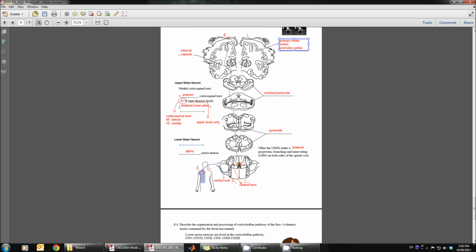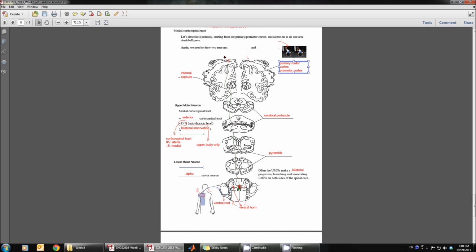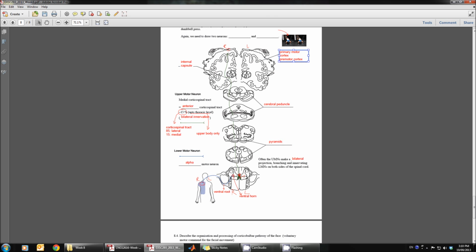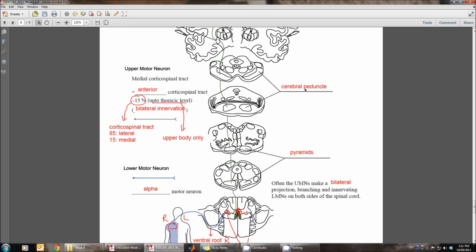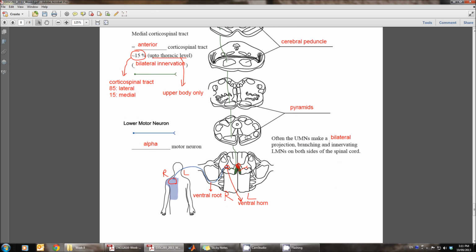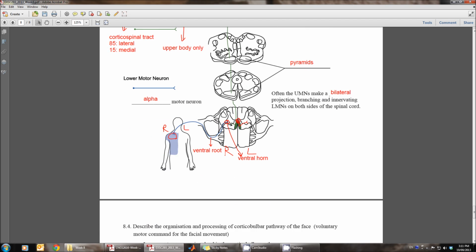In any pathway drawings, make sure you indicate left and right, and also indicate the parts of the soma and the axon terminal. For example, this is the soma, and we label it: the soma can be found in the primary motor cortex or premotor cortex. It's also important to indicate parts of the axon, such as the internal capsule in the cerebrum, the cerebral peduncle and pyramids in the brainstem, and also the synapsing part, which is the ventral horn, and the axons of the lower motor neuron, which is the ventral root.